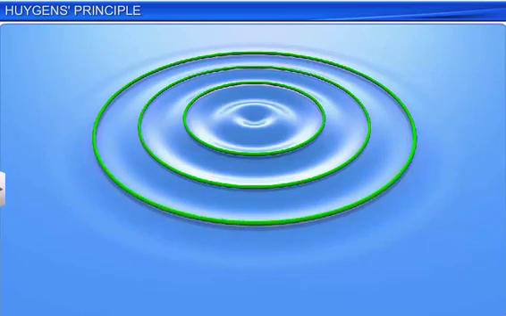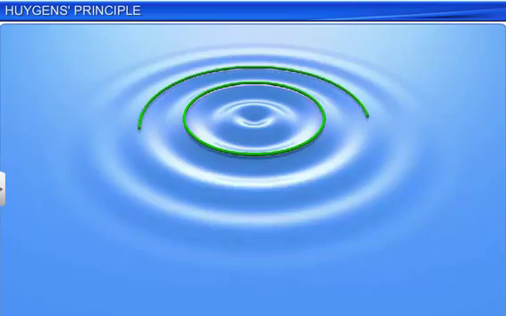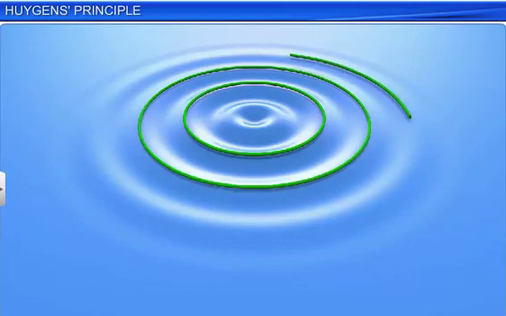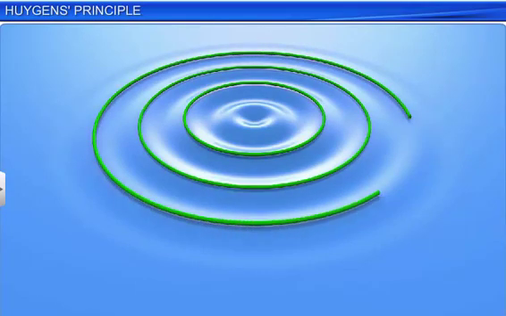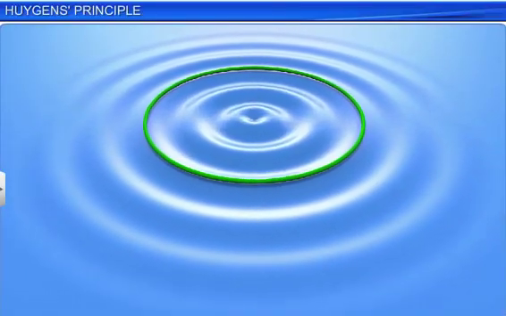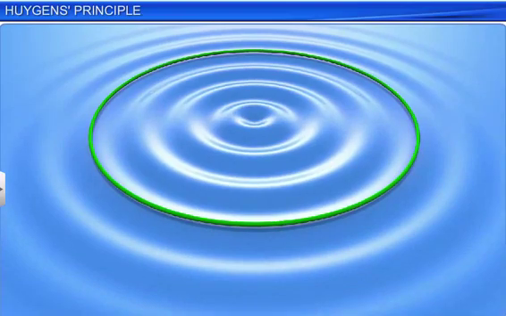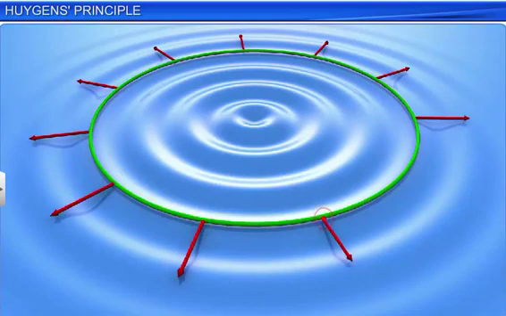In case of water waves on the surface of water, we observe circular wave fronts. Each circular wave front is a locus of all points having the same phase of oscillation. The propagation of the waves can be understood by studying the propagation of wave fronts. An outward normal drawn at any point on the wave front represents the direction of the wave at that point.